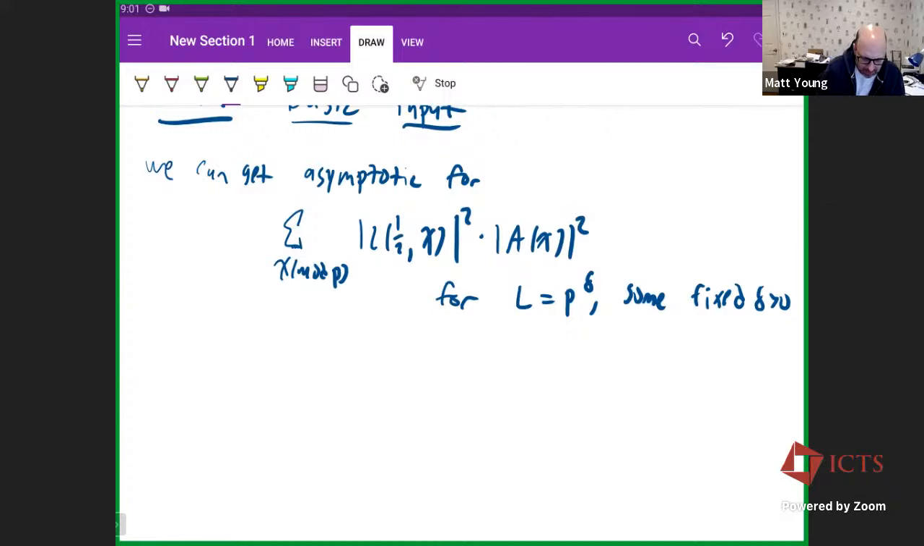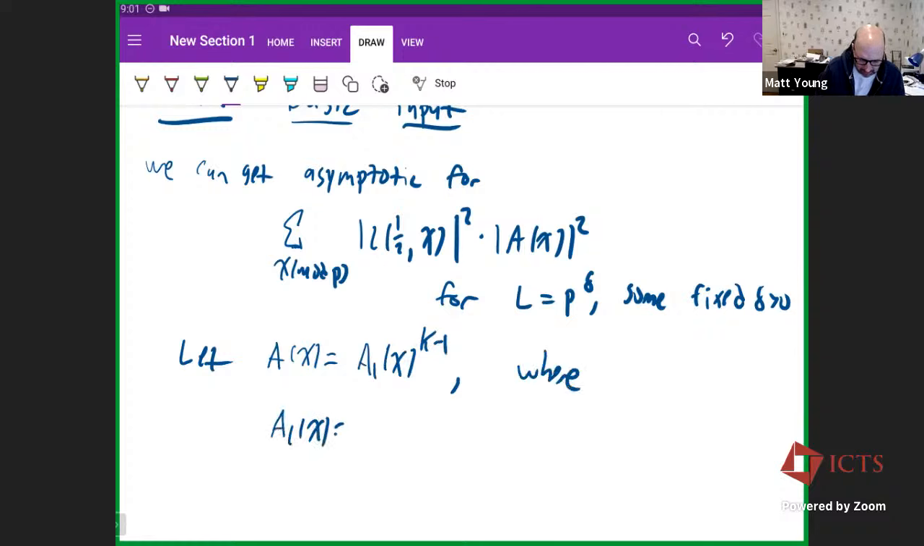So I want to let A of chi be sort of like A1 of chi to the k minus 1 power, where A1 of chi is a sum over L up to some bound, let's call it L1, of chi of L over square root of L. So A1 of chi is kind of like a short version of L of a half chi.